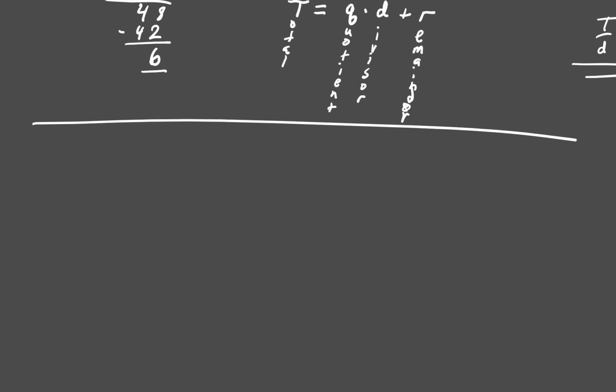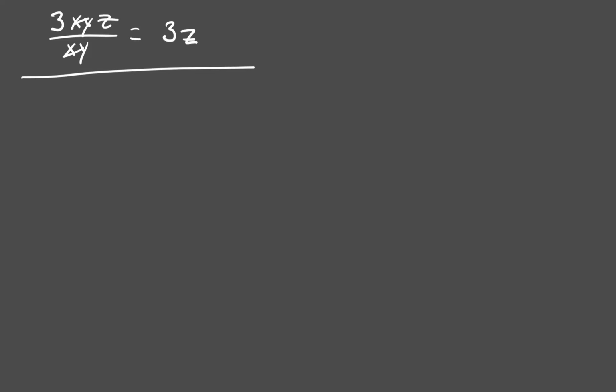Okay, so let's look at something like 3xyz over xy. Something very basic to start with. We've already done these types of divisions, right? I can just cancel. I get 3z. There's no remainder. It went into there evenly. Okay, so this basic division is going to be key to doing bigger polynomial division.